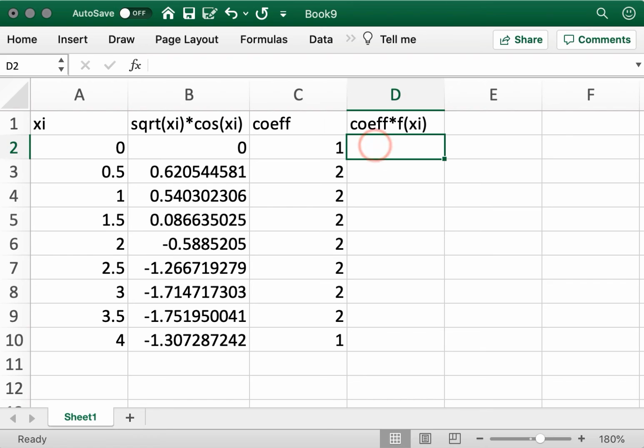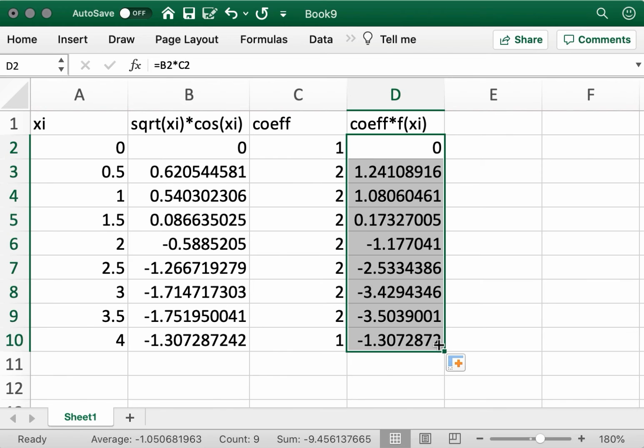As far as the sum, it's the function value times the coefficient, and I didn't click the equal sign, that messed everything up. Function value times the coefficient, enter. I know I could just type in times 2 every time, but I didn't want to. And there it is. So we have all these values for each of the terms inside the midpoint rule.